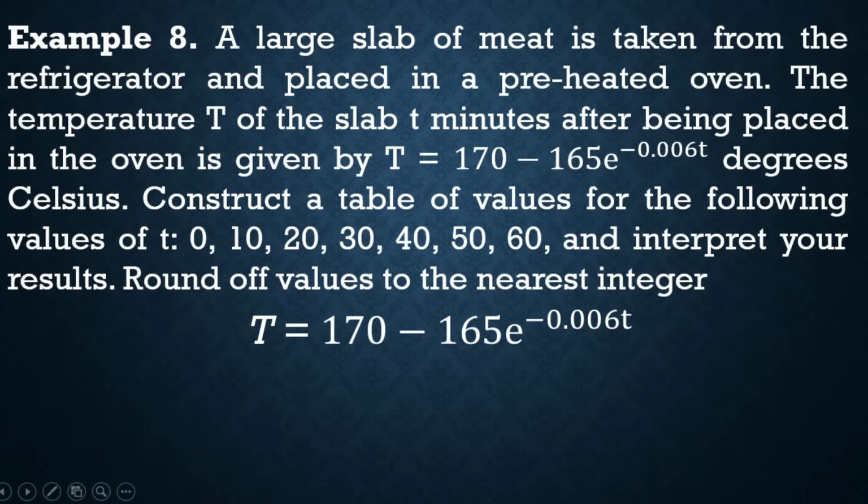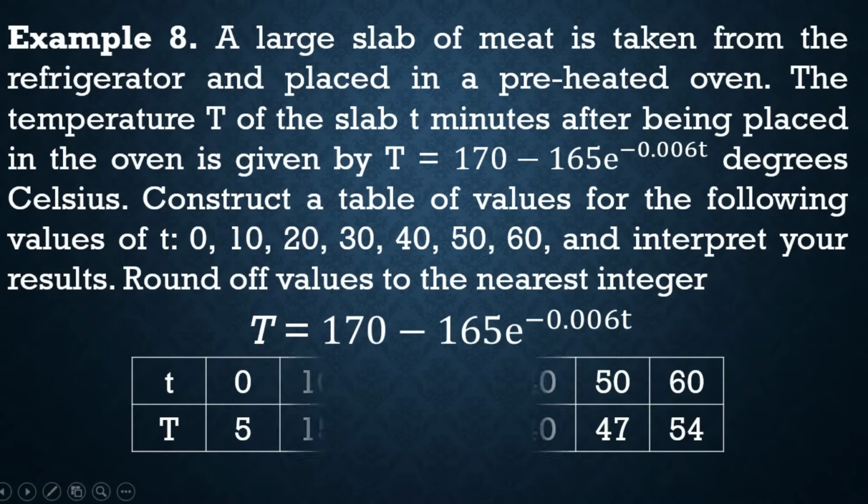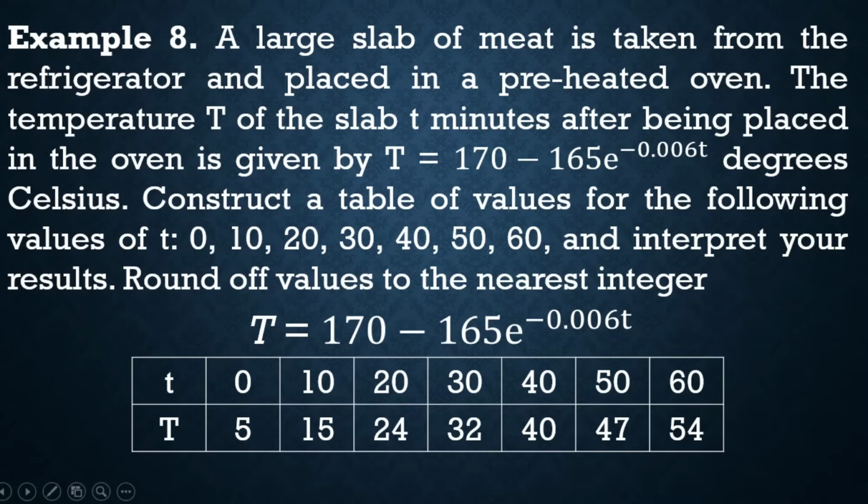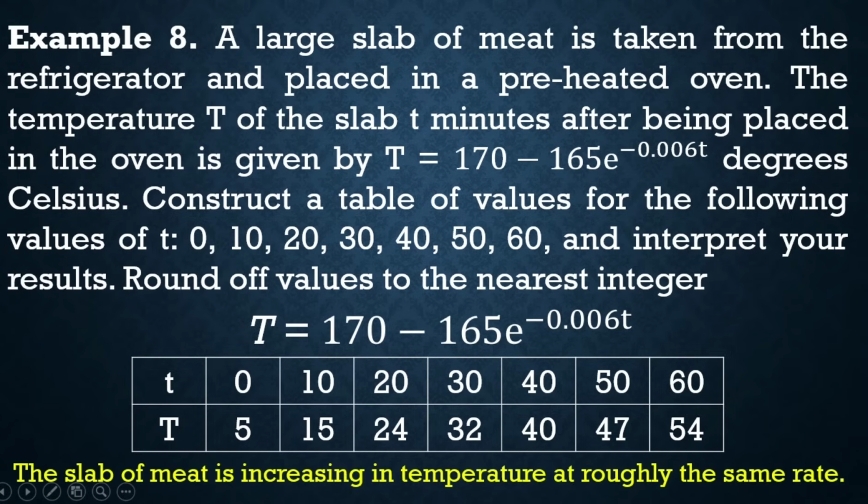So by using this, T is equal to 170 minus 165 e raised to negative 0.06T. So we can substitute the value of t: 0, 10, 20, 30, 40, 50, and 60. So you can use your calculator, okay, to check the answer. So, ang sabi dito, interpret your results. So, round off your values to the nearest answer. So, what will be our interpretation based on the result data? So, the slab of meat is increasing in temperature at roughly the same rate.